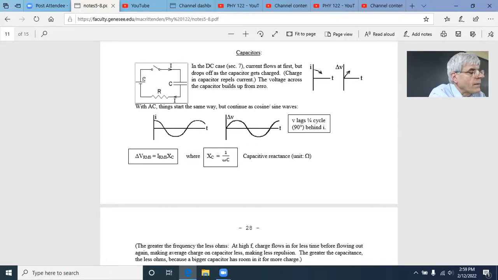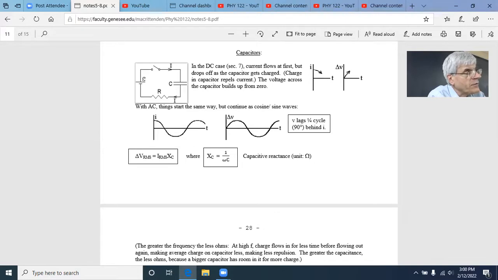So why do we have an inverse relationship with the capacitance? Because if you've got more microfarads, there's more room in the capacitor for charge, and so it's easier to fit more in there. It doesn't push back as hard against additional charge trying to flow in during that part of the cycle where the capacitor is charging up.